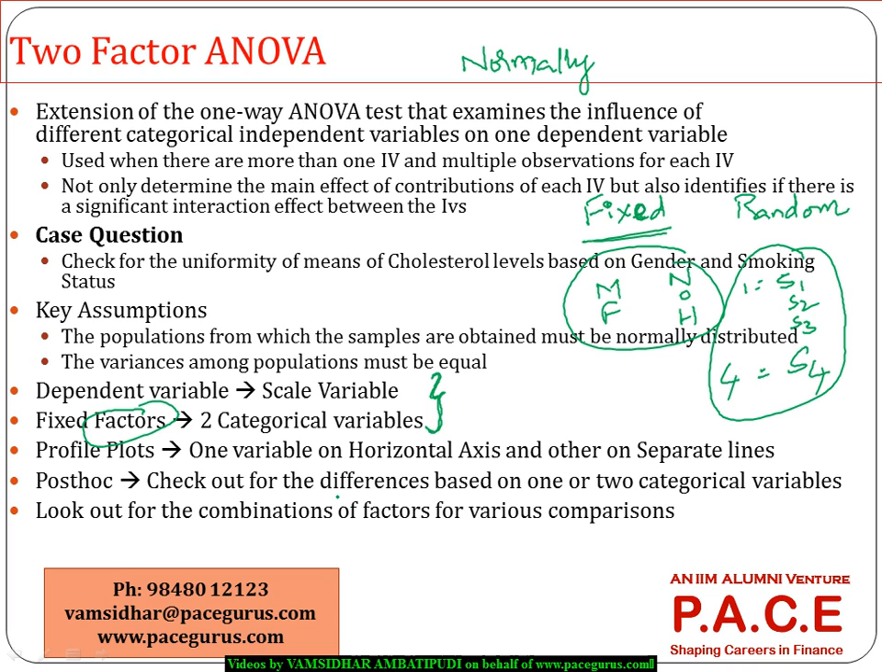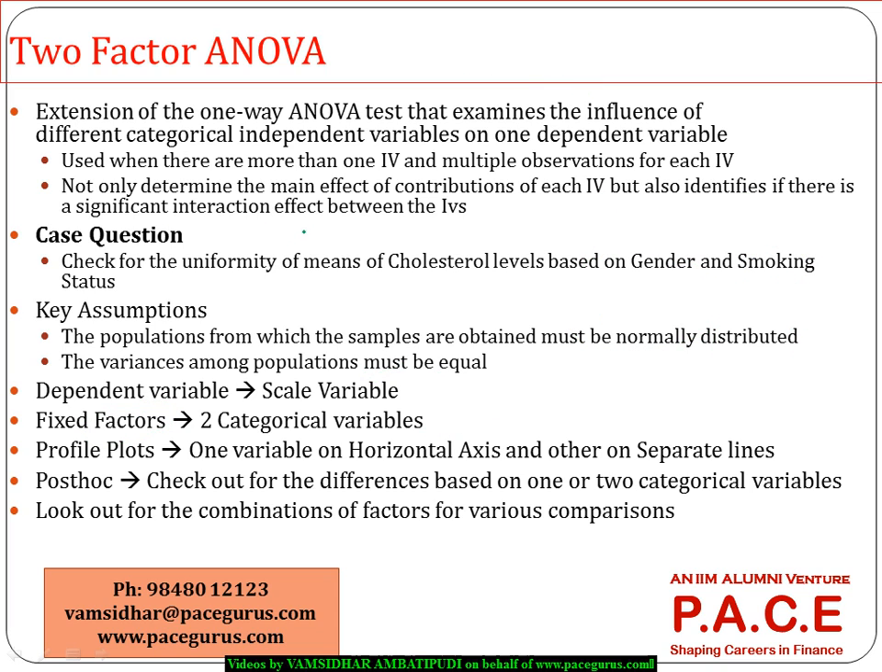So as a part of our two-way analysis of variance procedure, I am looking at two categorical variables as the fixed factors and one scale variable as the dependent variable. This is what typically goes as a part of two-factor analysis of variance. So as a part of the exercise now, we will try to check this aspect.